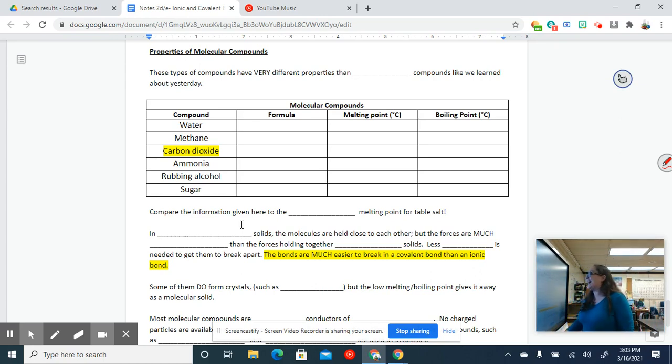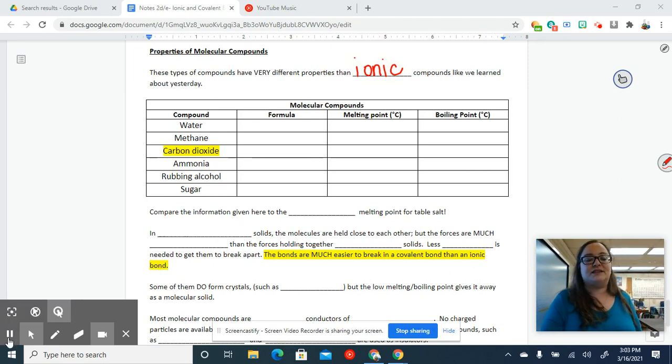Now, unfortunately, I can't give you a nice, easy little chart like in the ionic compounds because covalent compounds, molecular compounds, can be so different. I mean, they can be miraculously different, to the point that I can't really say, oh, this is how they act, because they all act a little bit differently. Let's look and see.